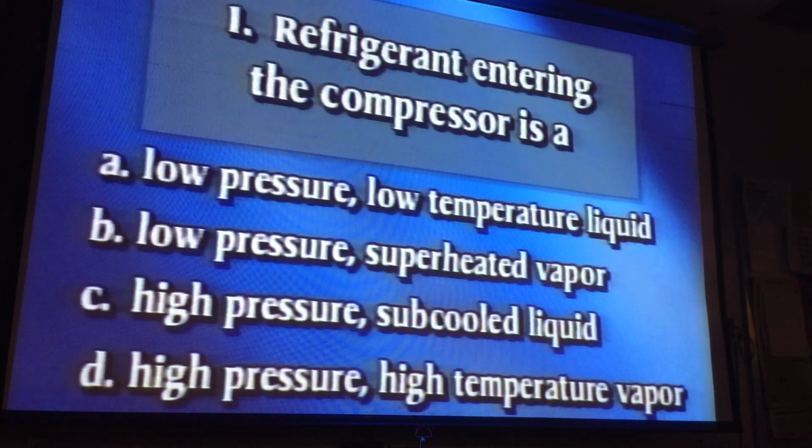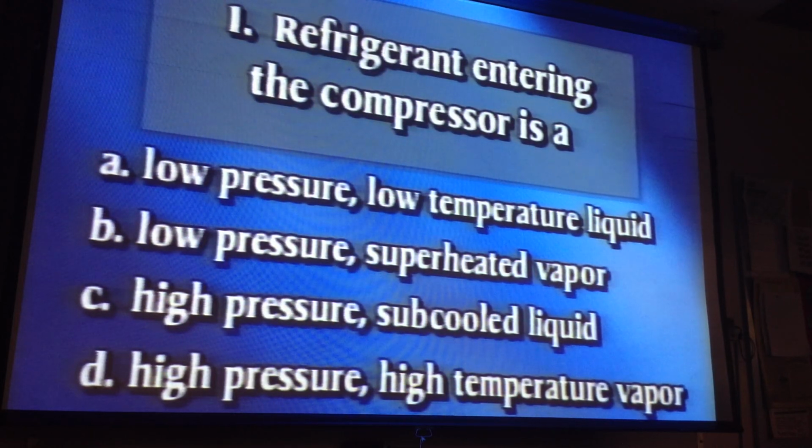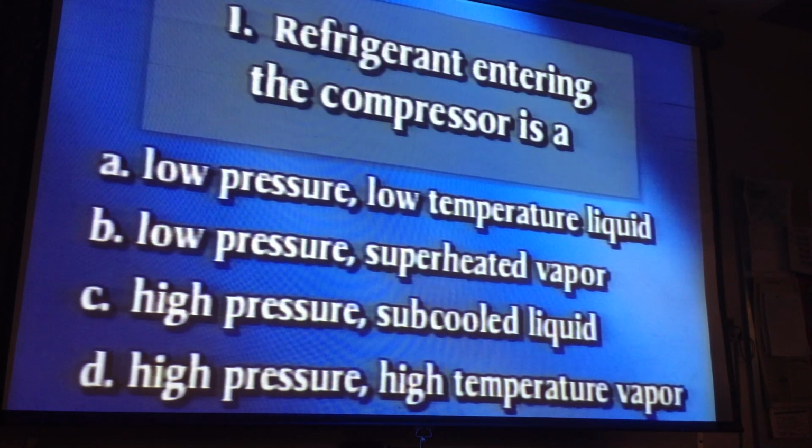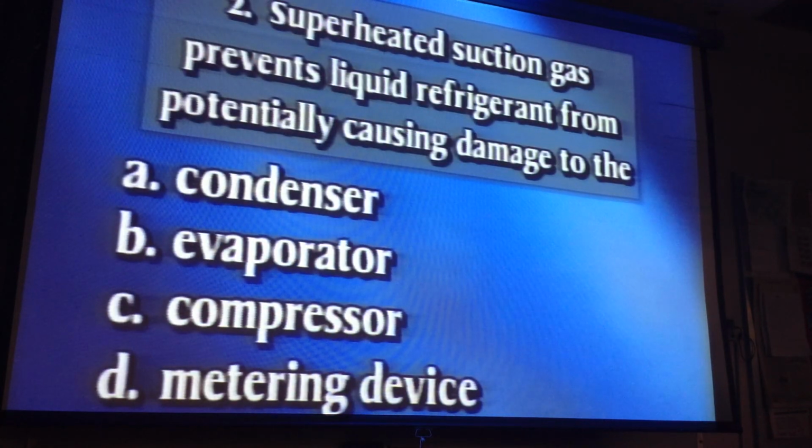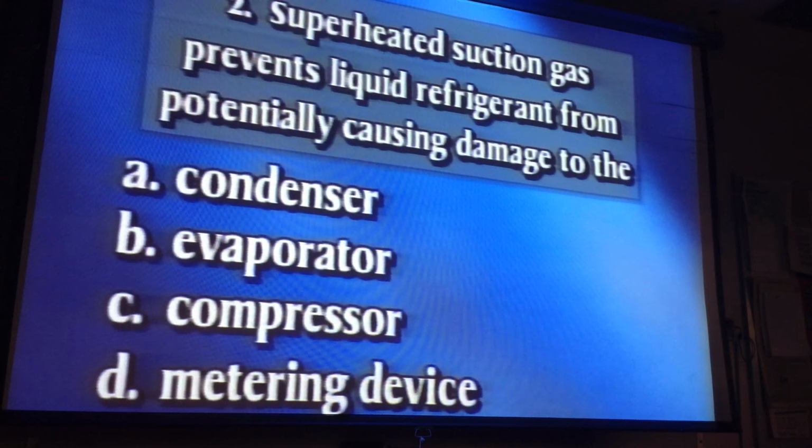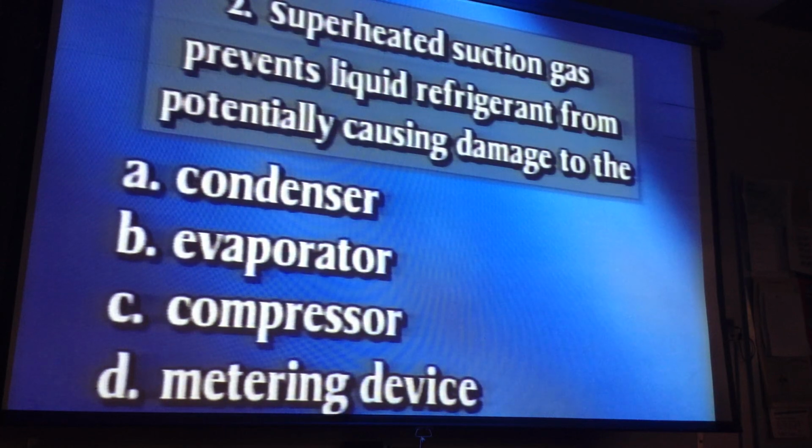Refrigerant entering the compressor is a: A, low pressure, low temperature liquid; B, low pressure superheated vapor; C, high pressure subcooled liquid; D, high pressure high temperature vapor. Answer? B. Superheated suction gas prevents liquid refrigerant from potentially causing damage to the: A, condenser; B, evaporator; C, compressor; D, metering device. Answer? C.